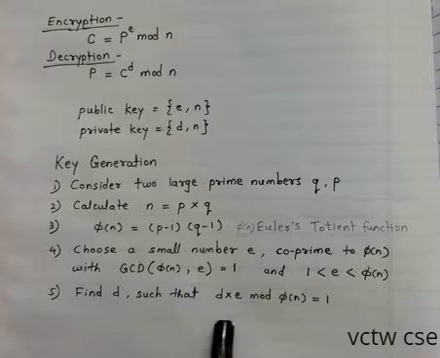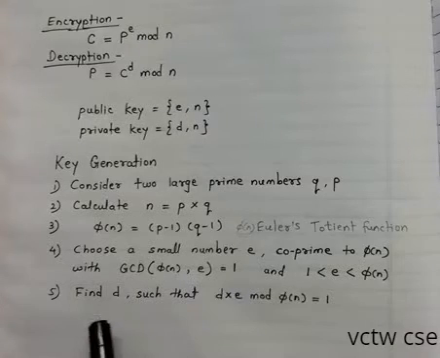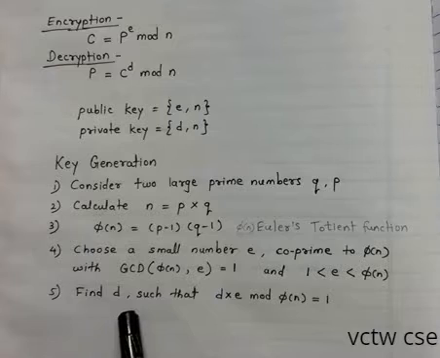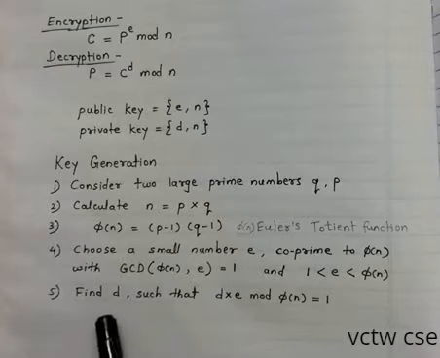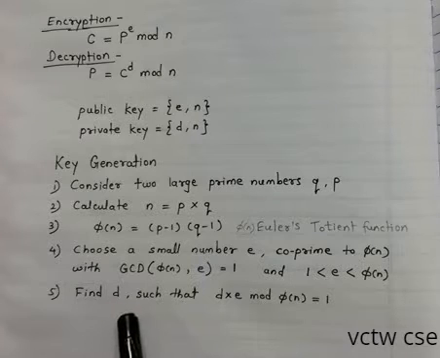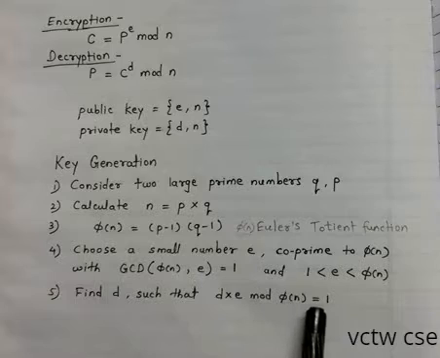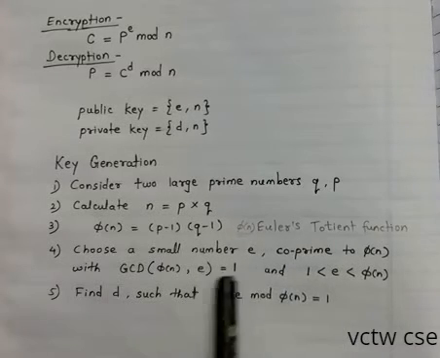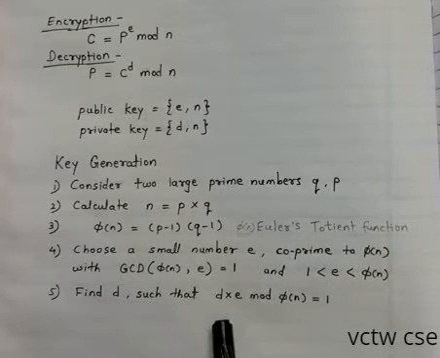And the last step is find the value of D, which is nothing but the private key, and the formula for calculating the value of D, that is private key, is D into E mod phi of N is equal to 1. This is the formula for calculating the value of D.